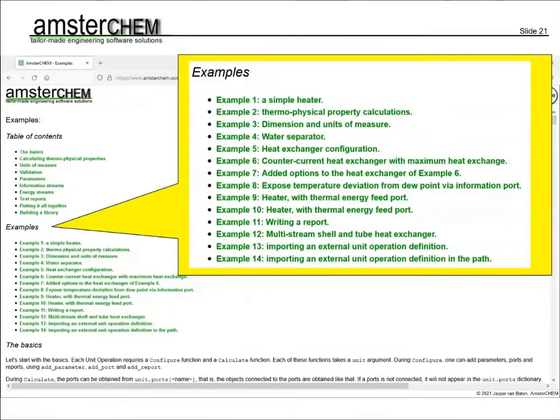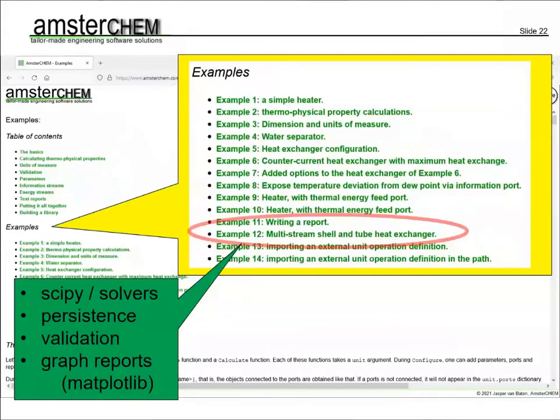If you go to the AmsterCHEM website, you will find a whole stack of examples, each of which has a walkthrough and the code to execute this unit operation from the Python unit operation. If you really want to get right into the complicated matters, then perhaps the best example to start is example number 12, which is a multi-stream shell and tube heat exchanger.